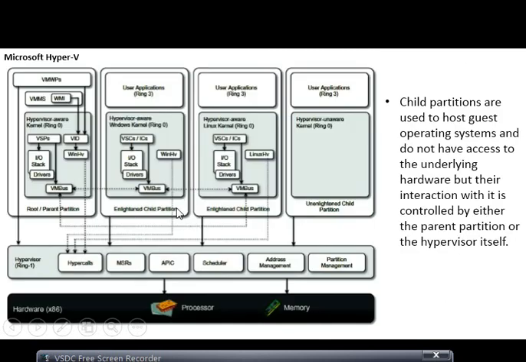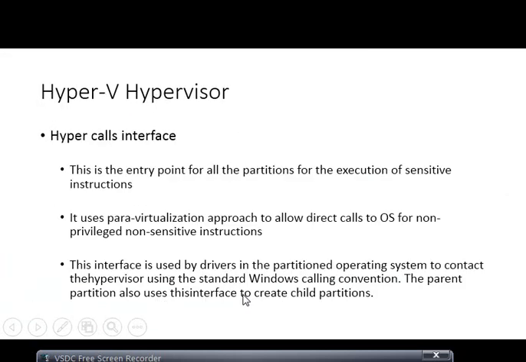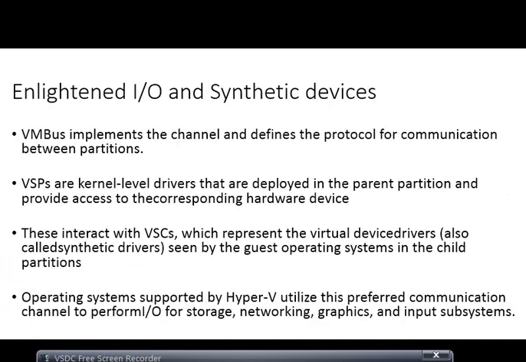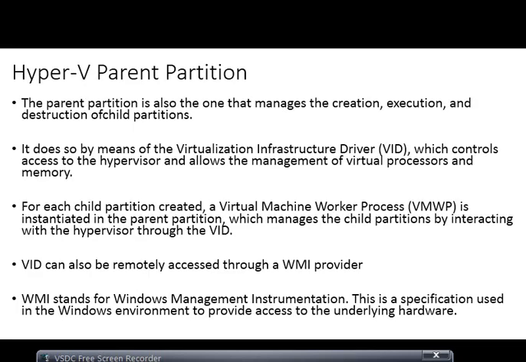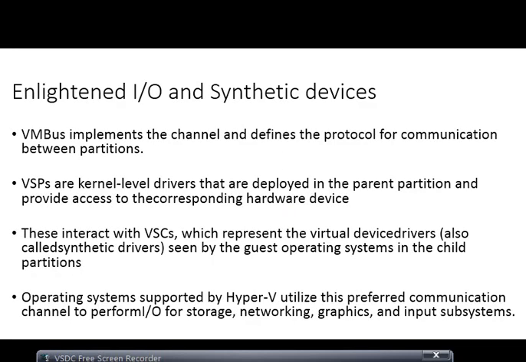If you have an Enlightened child partition, it will run faster. Otherwise, if you have an Unenlightened child partition, it will run slower because it has to go through the hypervisor to access the hardware. This specific feature is very important for you to explain when you're explaining the HyperV technology.